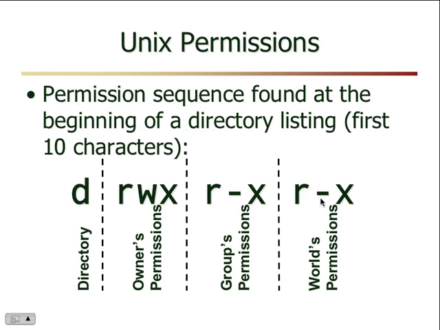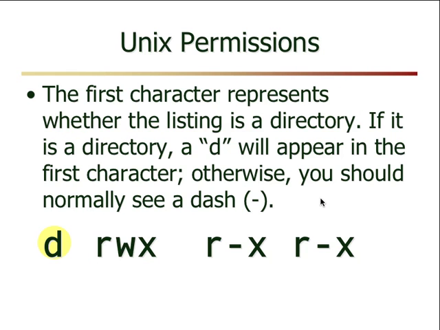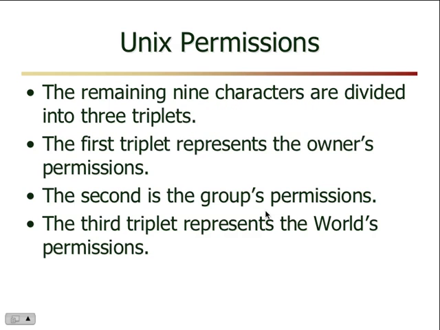It's very uncommon to see write on group or on public or world permissions, because usually it's just the person who created the file that should have the right to write to it. The first character represents whether or not the listing is a directory. If it's a directory, you see the D appear. Otherwise, you see a dash. The remaining 9 characters are divided into 3 triplets. The first one represents the owner, the second one the group, and the next one the world.